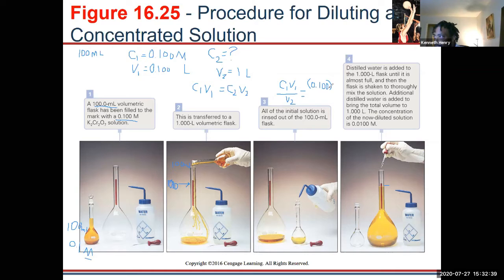Oops, I forgot to put molar in there. Times. Running out of room. Being a bum here, put 0.00. Okay. And so our answer is going to be C2.